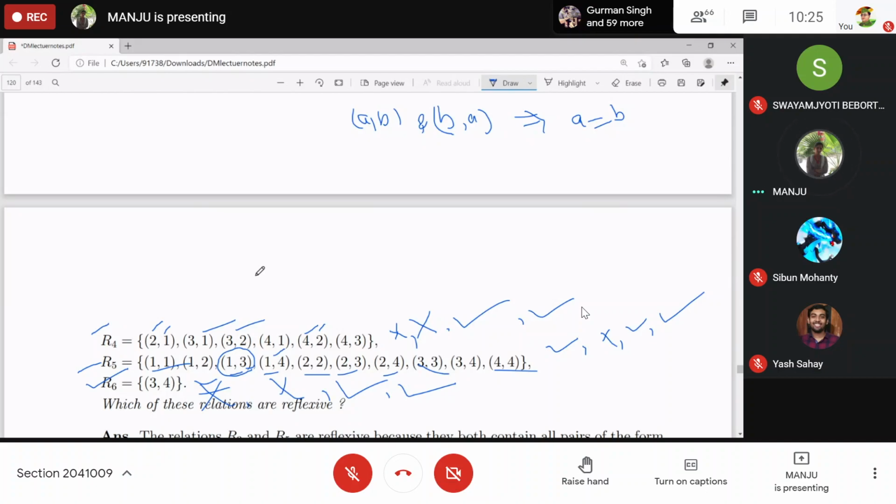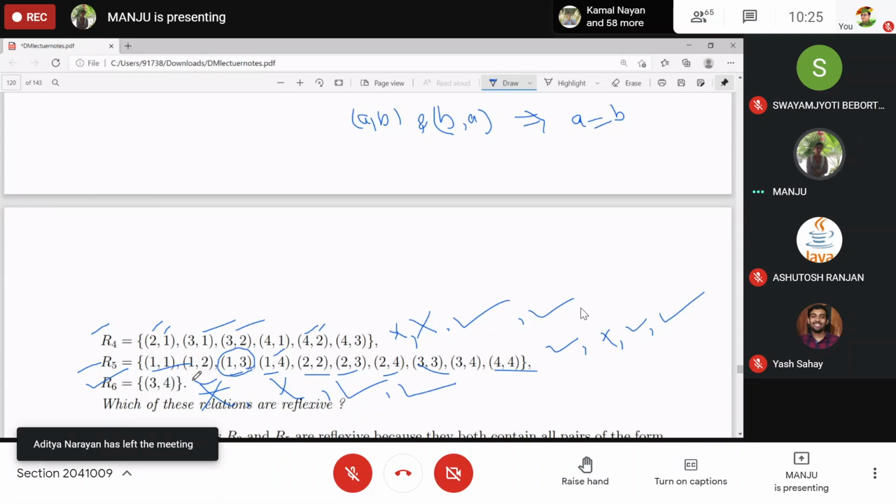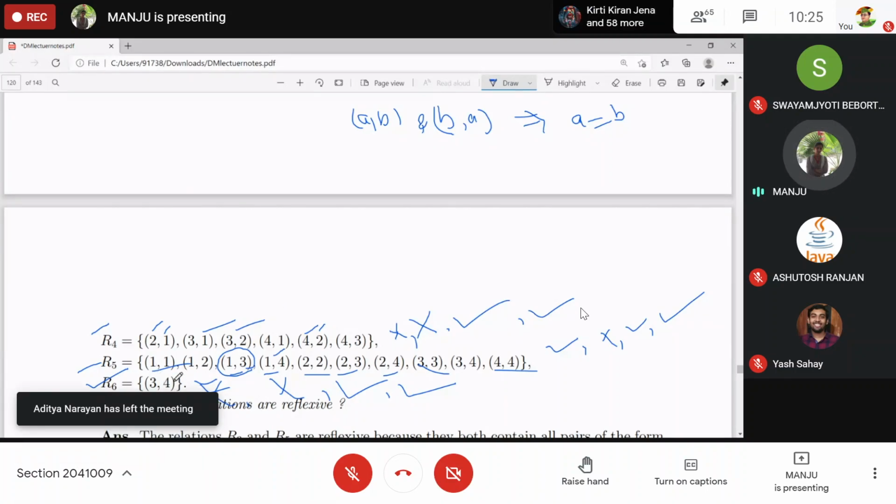Okay, (A,B) should be there, (B,C) should be there, then (A,C). But here we have only one pair, right? Can you explain the antisymmetricity for this (3,4)? See, (3,4) is there, but (4,3) is not there, right? So for A and B not equal, at least one should not be related to the other one.